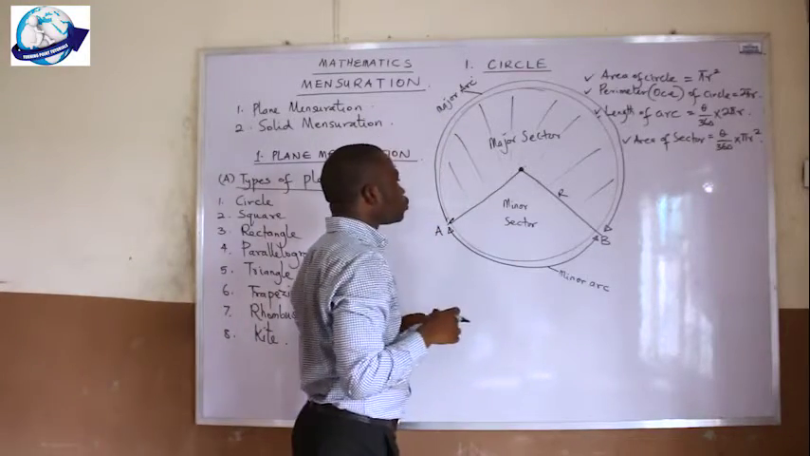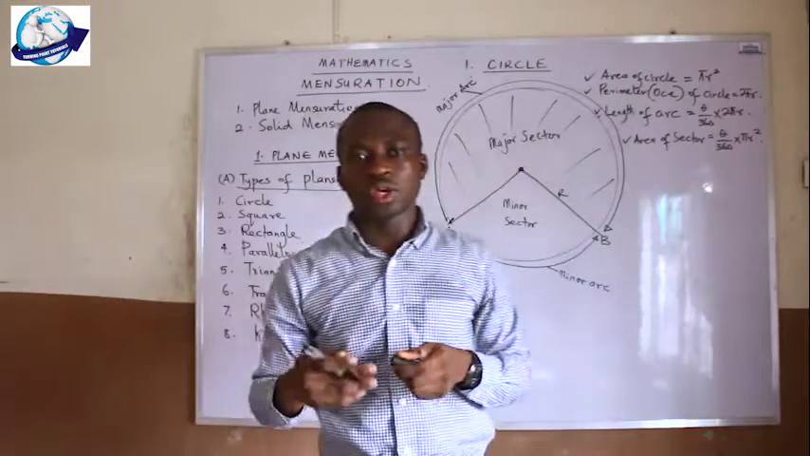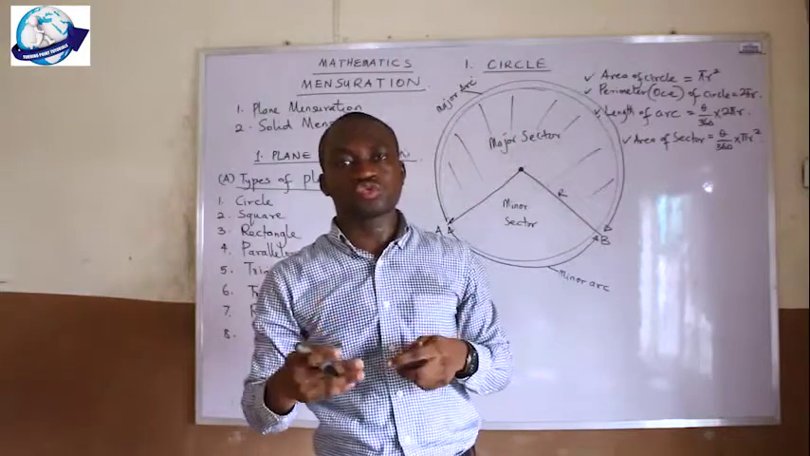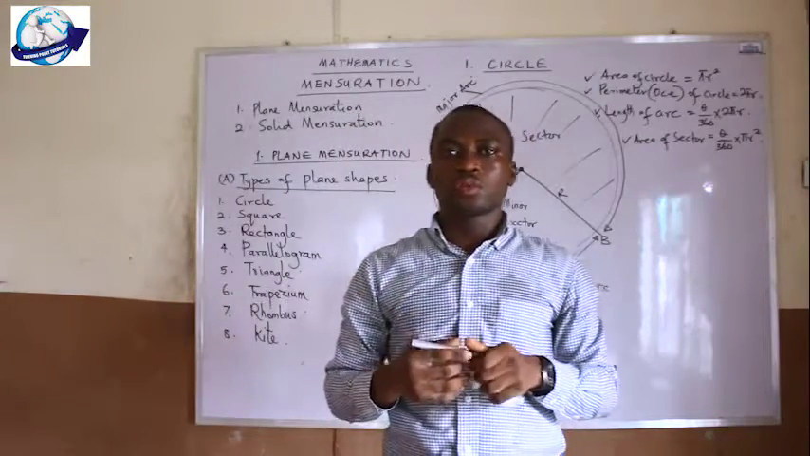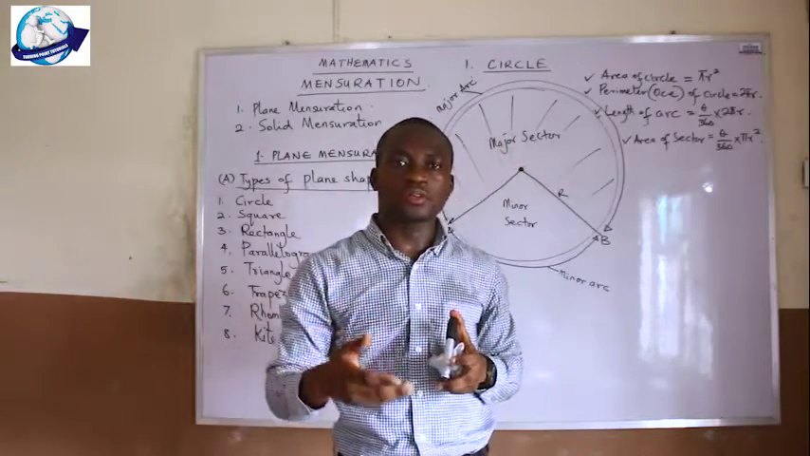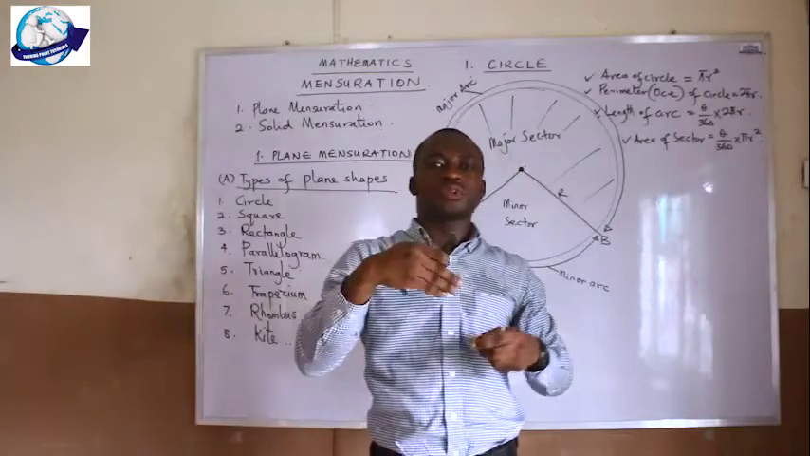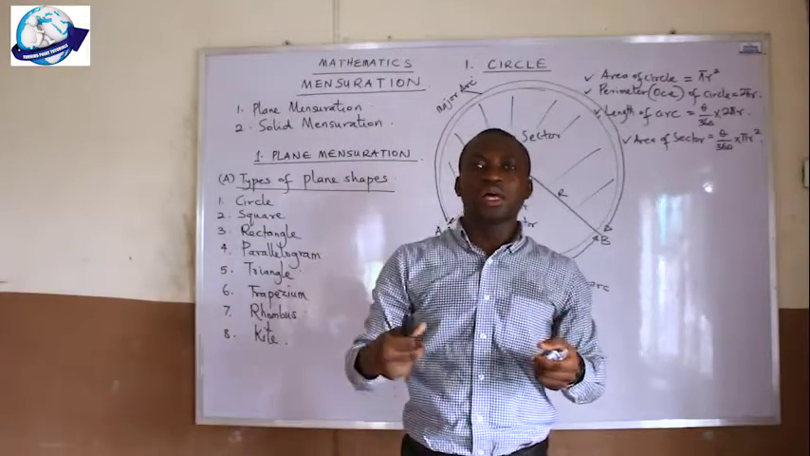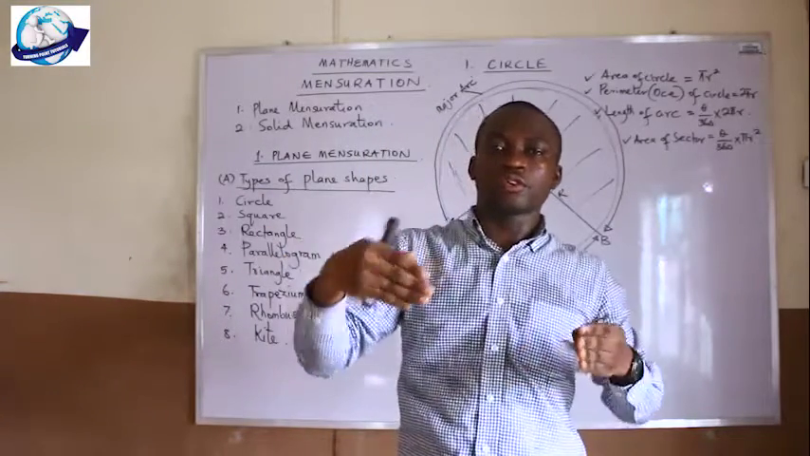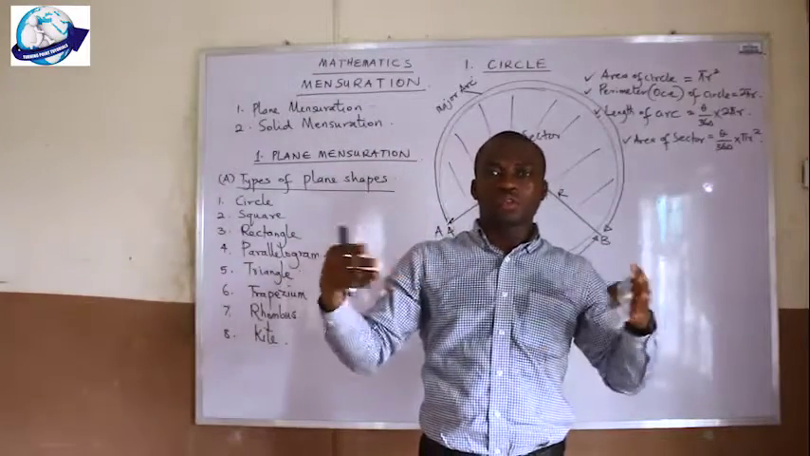Now, with this, we want to graduate. There's what we call a chord. What is a chord? A chord is a line that divides a circle into two unequal parts. Take note. A chord is a line that divides a circle into two unequal parts. It means that a chord is different from a diameter. Then what is a diameter? A diameter is a line that passes through the center of a circle, dividing the circle into two equal semicircles.